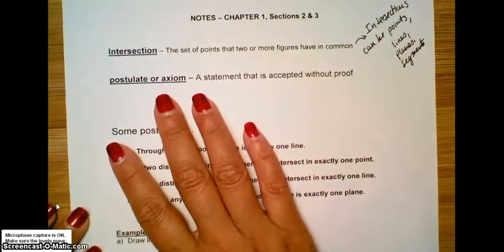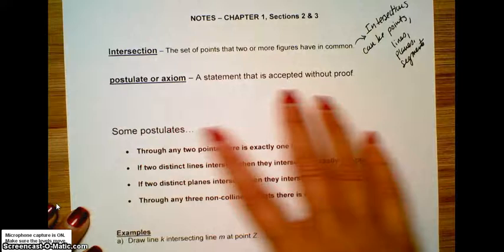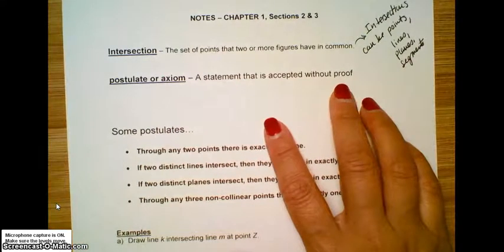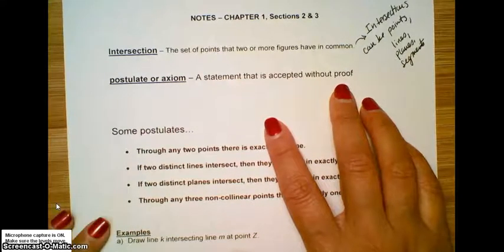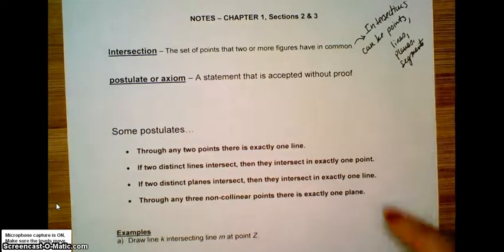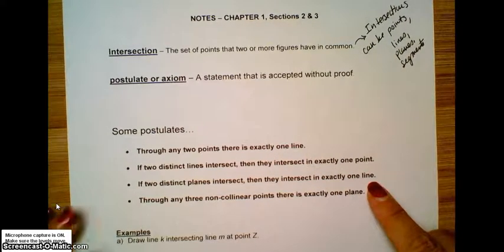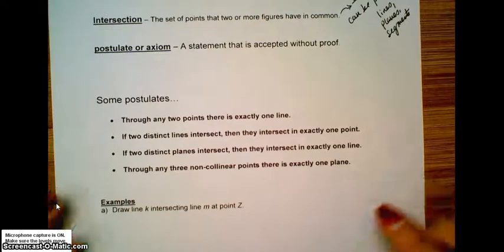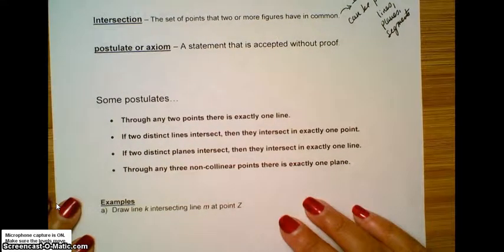A postulate or an axiom is a statement that is accepted without proof. So we just take it at face value. We don't argue with it. We just accept it and use it. So here are a few postulates, statements we're going to accept without any proof.